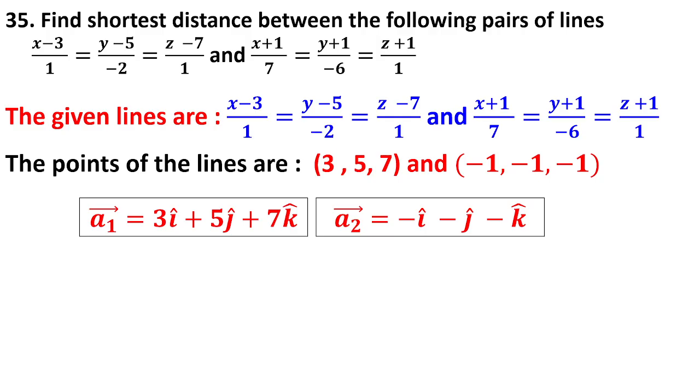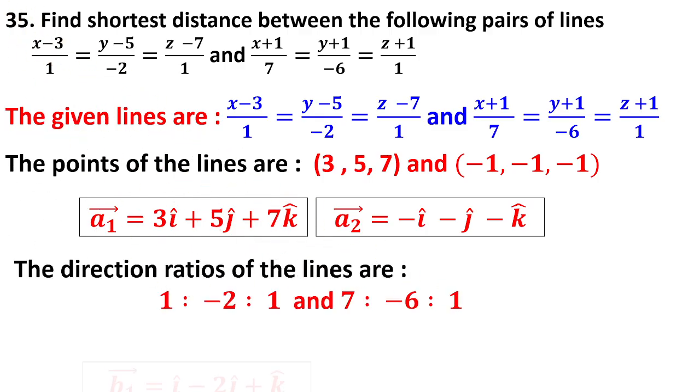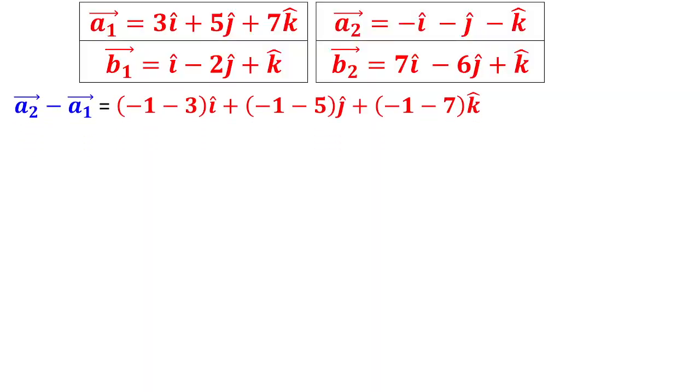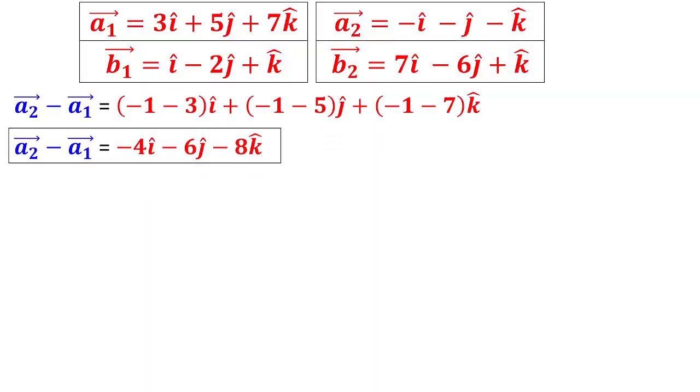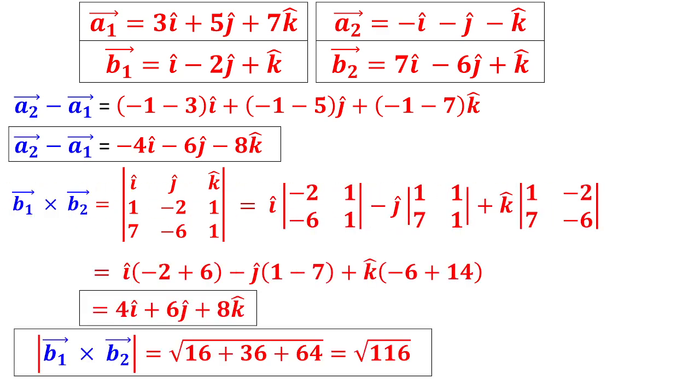But before you do that, please check whether the given straight lines are in standard form. It is in standard form because the coefficients of x, y, z in both the equations are +1, +1, +1. Now get the direction ratios of both the lines, and from this you construct b1 and b2. Simple. Our a1, a2, b1, b2 are ready. Now from them you first find a2 minus a1, keep it ready. Then find b1 cross b2 and keep it ready.